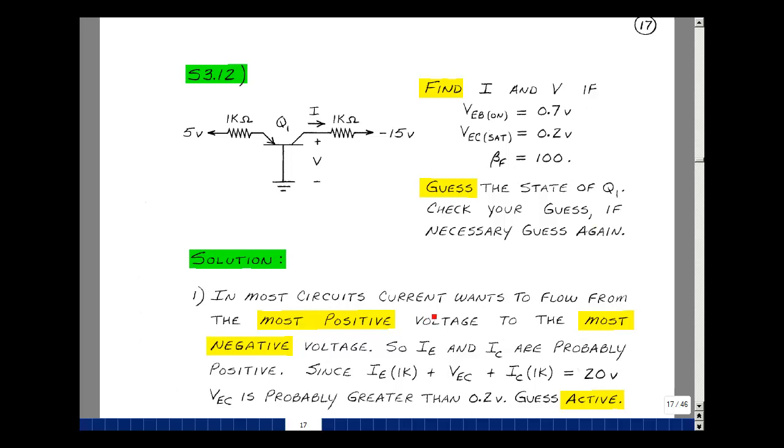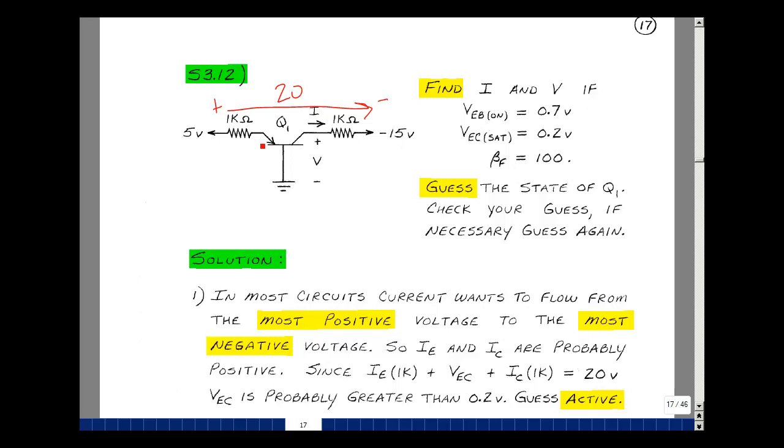In most circuits, current wants to flow from the most positive power supply to the most negative power supply. Current's going to want to flow in this direction. The current coming into the emitter and the current coming out of the collector are both going to be positive, and the voltage across here is 5 volts minus a minus 15, or 20 volts.